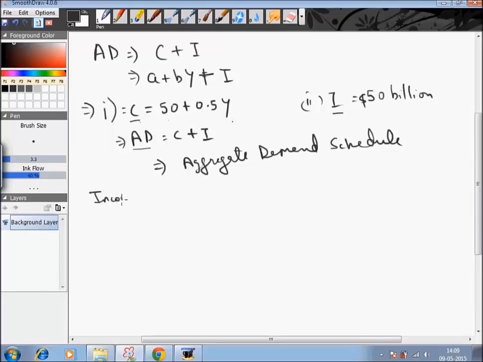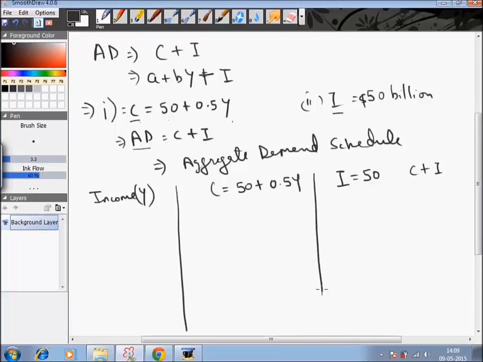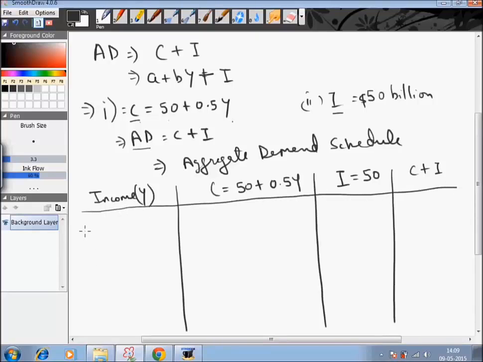So we take the income, then C, which is equal to 50 plus 0.5Y. Then we take the investment, which is equal to $50 billion, and then we get the value of aggregate demand. So these are the 4 columns which we'll be showing.